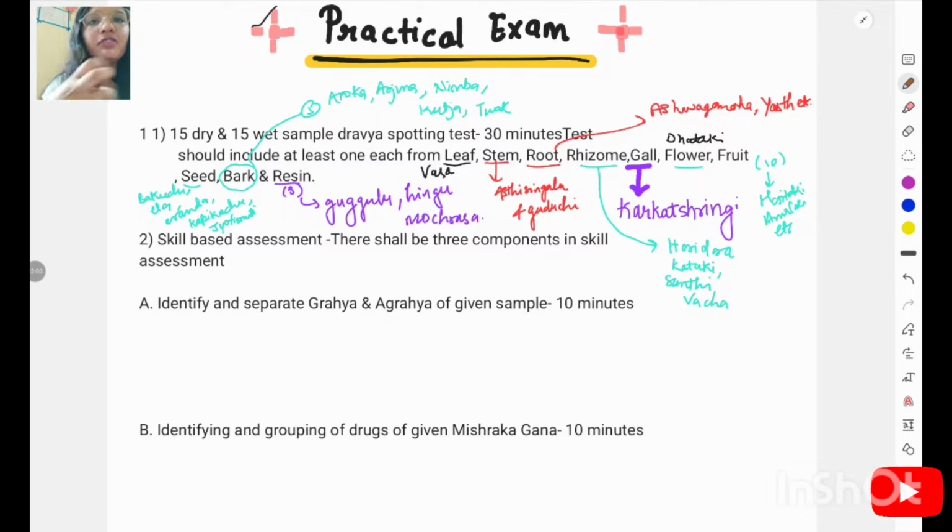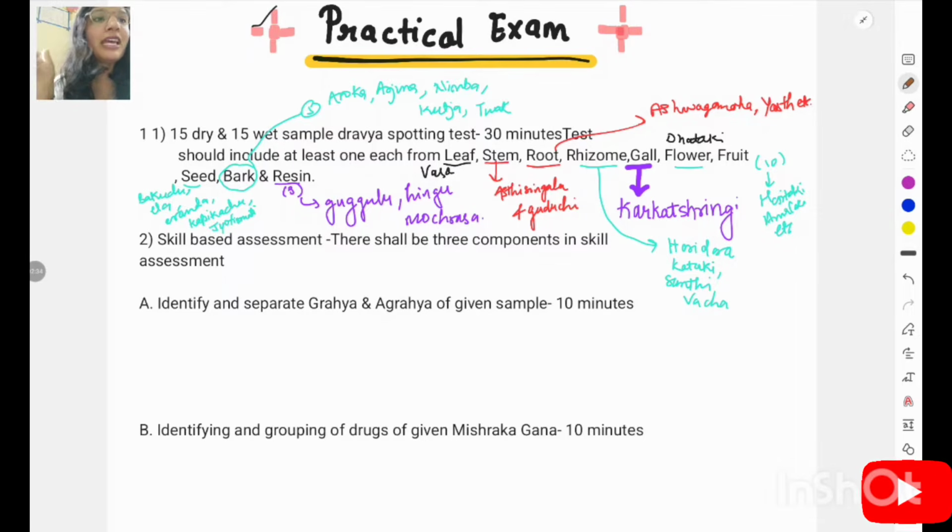And here I have given some examples of the drugs. For example, vasa, for leaf they can keep the vasa. For stem only two are there, asthishrinkhala and guduchi, and there's a chance they can put the wet drug of asthishrinkhala or guduchi. Then you have to write its useful part, which is basically the stem. And for root around 5 or 6 are there. Here I mentioned some of them: shatavari, madhuyashti and ashwagandha. So these are the things they can put for root, and generally root they will put as a dry drug.